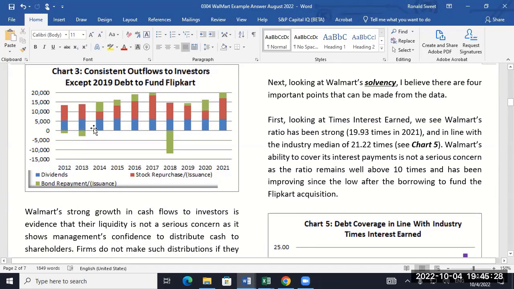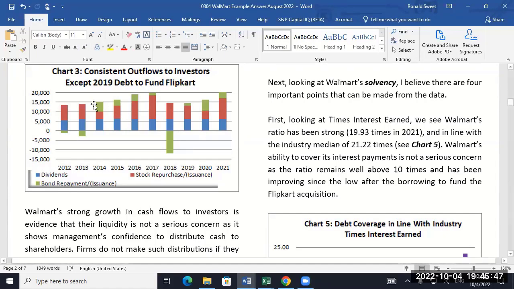So you can see Walmart, as we saw earlier, has very consistent dividends and some fairly hefty stock buybacks. They borrowed a lot of money to buy Flipkart, but they've been paying that back. They paid out $20 billion last year. Definitely evidence of very, very strong free cash flows.